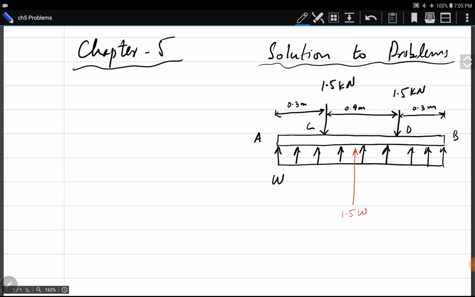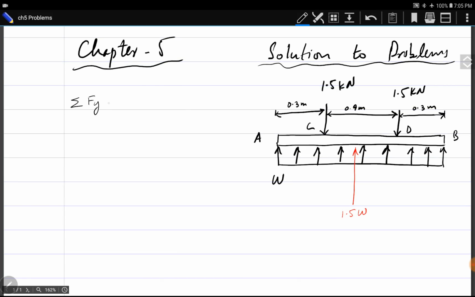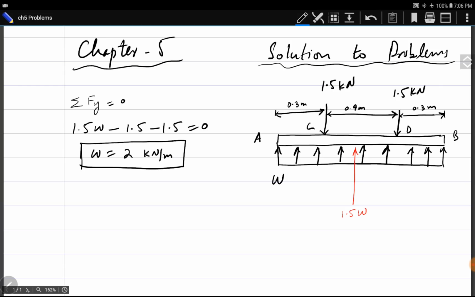Now I want to find this W first. Summation of forces in y direction is equal to 0. There are three concentrated forces: one is 1.5 W and two downward forces of 1.5 kilonewton each. So W becomes 2 kilonewton per meter. This W has been calculated now, and the unit of distributed load is kilonewton per meter.